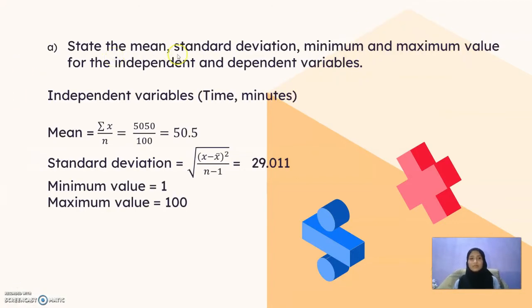Question A. State the mean, standard deviation, minimum and maximum value for the independent and dependent variables. The independent variable stands for x. The mean of x is 50.5. The standard deviation is 29.011. The minimum value is equal to 1 and the maximum value of x is 100.